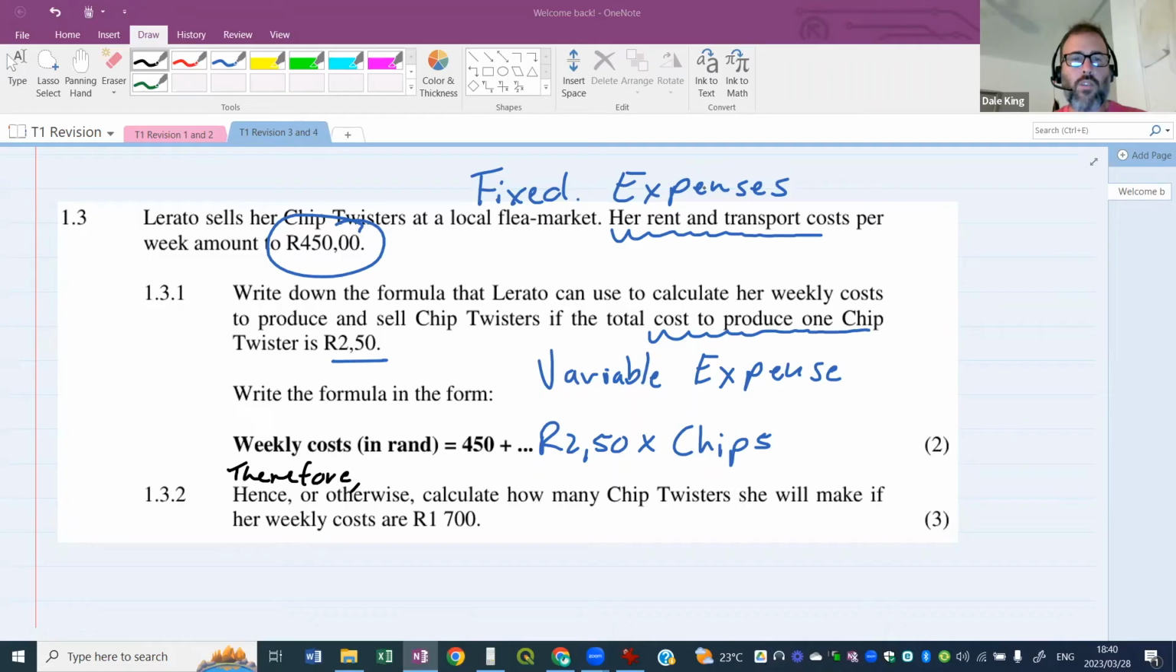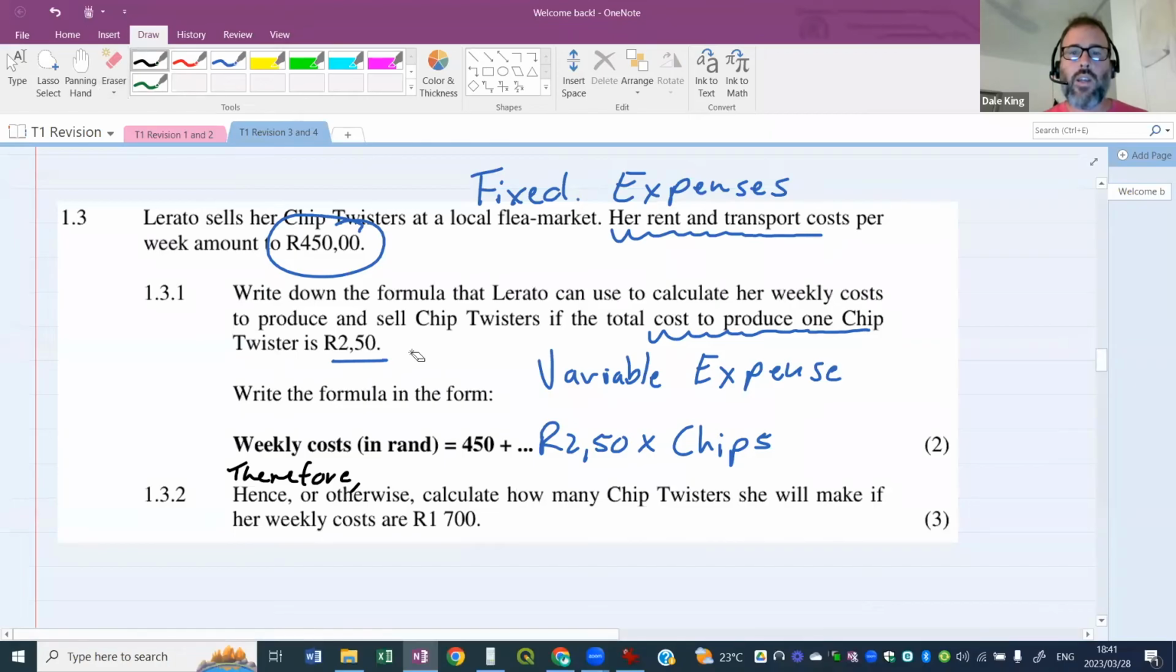So when you see the word therefore or hence, what they're saying is, now that you've done the question above, 131, you're going to use the answer there in question 132. So that word hence, when you see it, it means take what you've done now in 131 and use it now in 132. All right, so it's a clue. I need to use what I've done in 131 to help me in 132. So here comes the question in 132. Hence, or otherwise, calculate how many chips she will make if her weekly costs are 1,700 Rand.